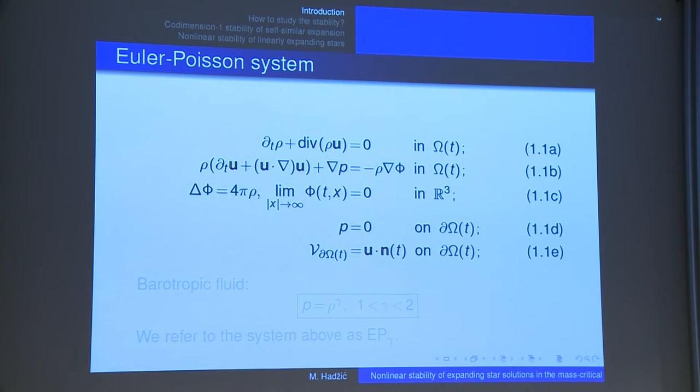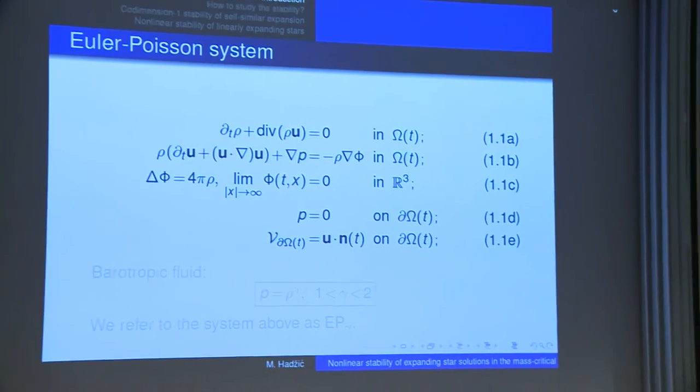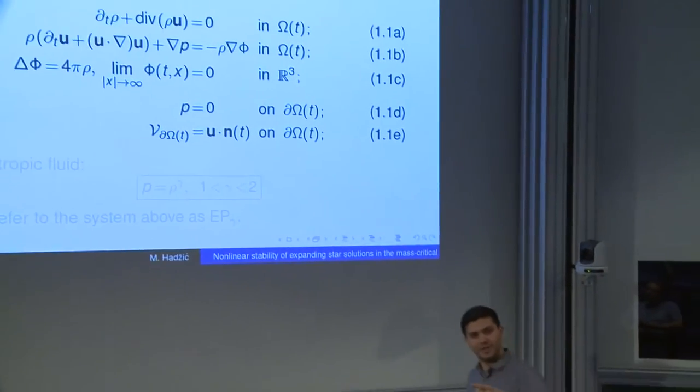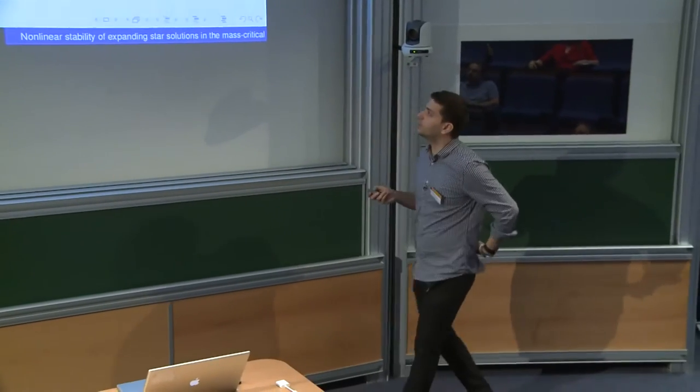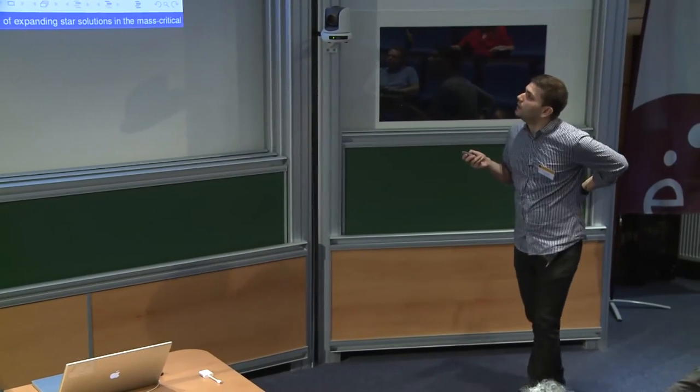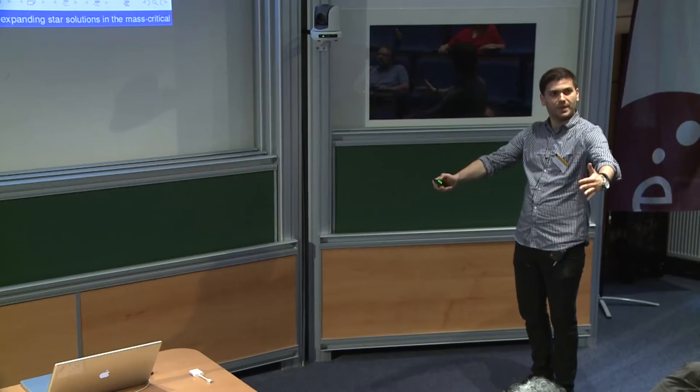On top of that, we have to supply this problem with some boundary conditions. And remember, this boundary is moving. So the kinematic boundary condition is the natural statement that the boundary is moved by the fluid particles. So the normal velocity of the boundary is, in fact, the normal component of the velocity field at the free boundary. And the pressure vanishes at the boundary.